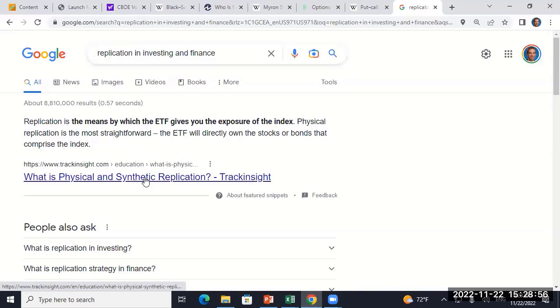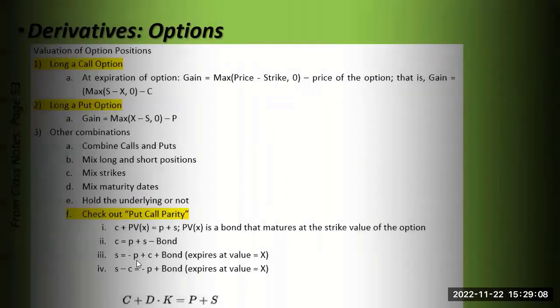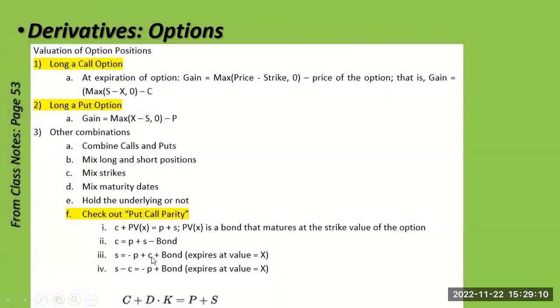What is synthetic replication? Well, you can't buy this stock for some reason. So instead of buying this stock, you're going to replicate it. How are you going to replicate it? You replicate it by selling a put, buying a call, and entering a bond. That's called replication. So put-call parity is a way you can replicate something. If you can't buy the stock, but you can do all the rest of this, then you can essentially replicate the stock with these other things.